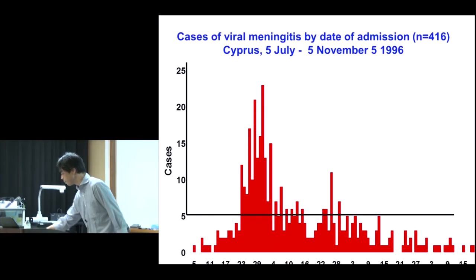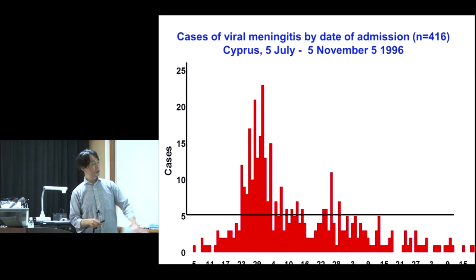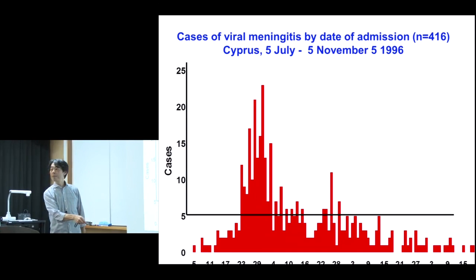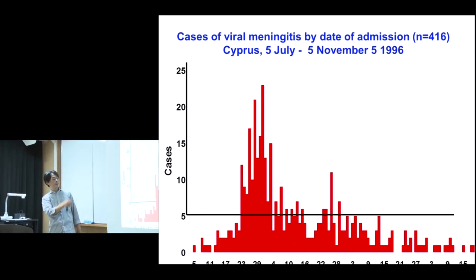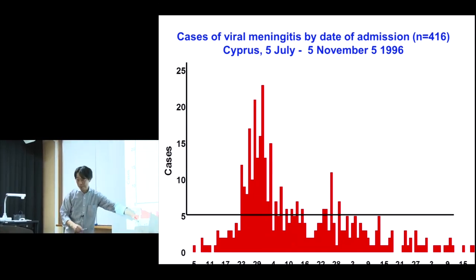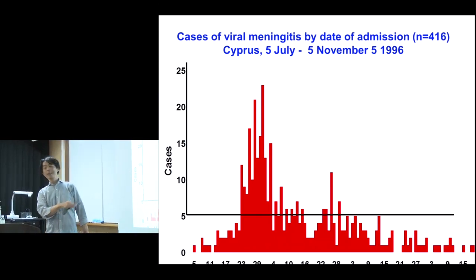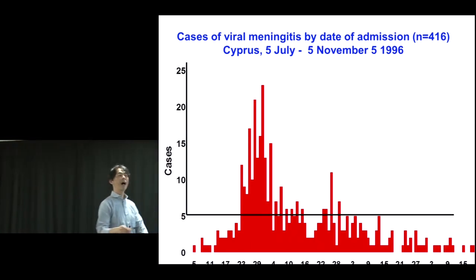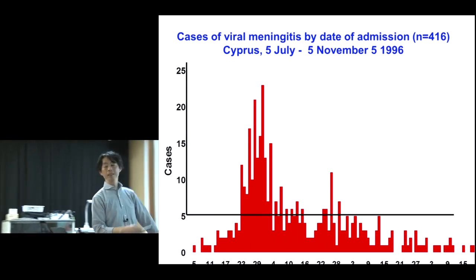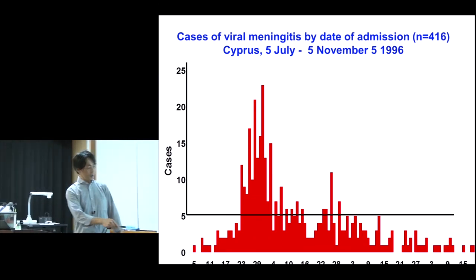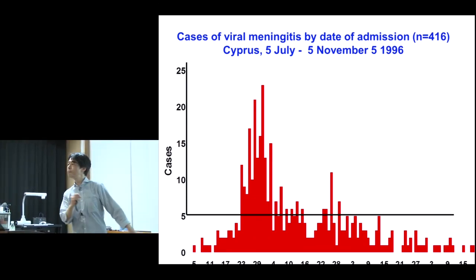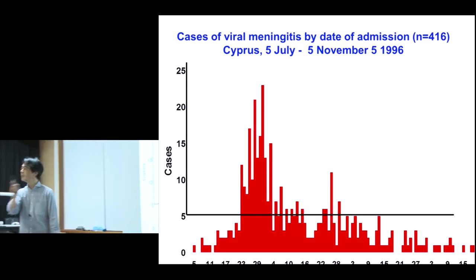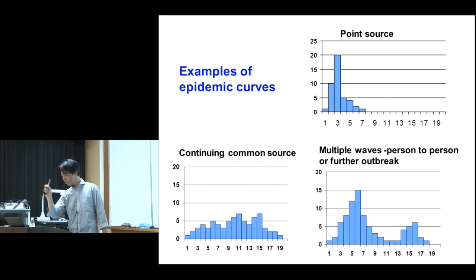I'll come back again. Sorry about that. So this epi curve: the horizontal axis is a timeline, and the vertical axis is the number of cases. It's an epidemic curve of viral meningitis. I was involved in this in Cyprus. So it's like this curve. We plot the onset of each case, and the total is more than 400. It's just an example of an epi curve.